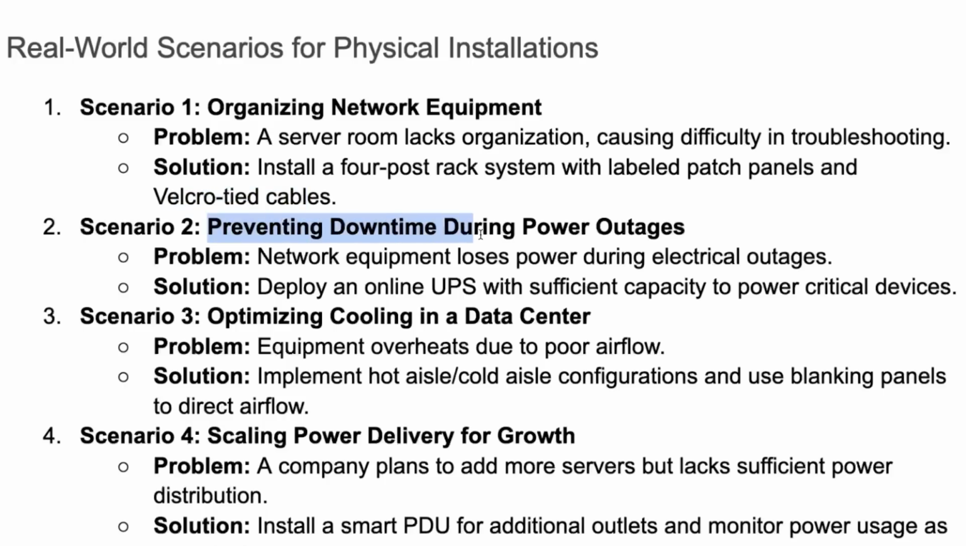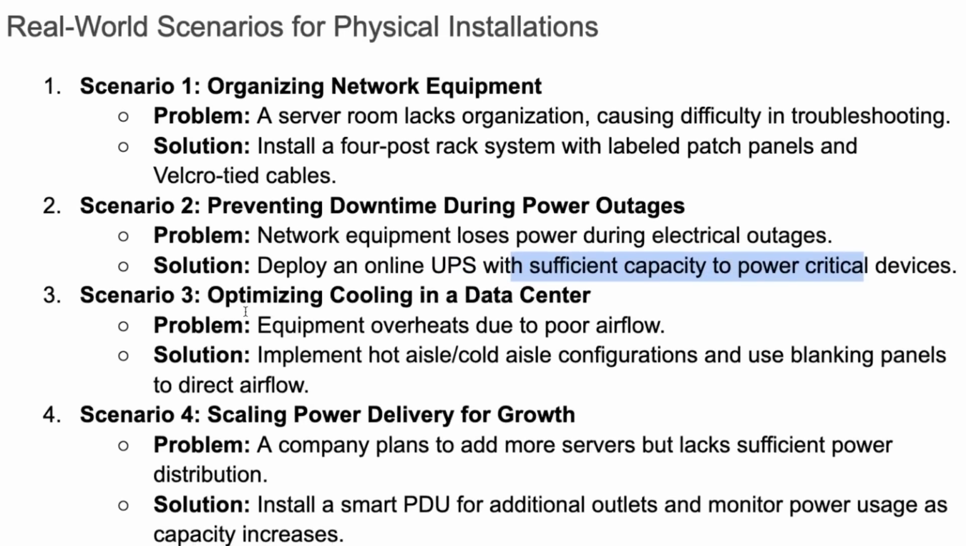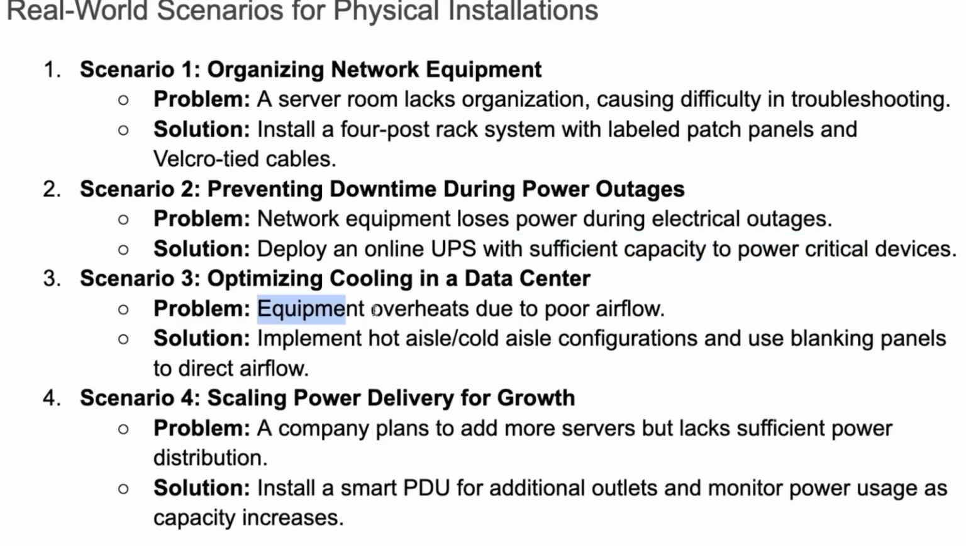Scenario 2 would be to prevent downtime during power outages. So the problem is that the network equipment loses power during electrical outages. So you want to deploy an online uninterruptible power supply with sufficient capacity to power critical devices. Scenario 3 would be optimizing cooling in a data center. And the problem is that the equipment overheats due to poor airflow. So you want to employ the hot aisle, cold aisle configurations and use blanking panels to direct the airflow.